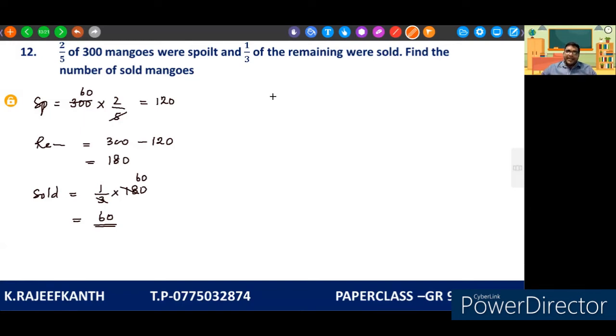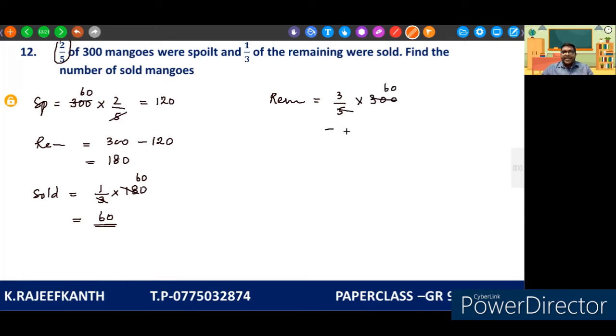Here we can directly find the number of remaining mangoes. That means good mangoes. If 2/5 of 300 mangoes were spoiled, then 3/5 of 300 are good, no? So we can find the remaining, 3/5 of 300. Here we can divide by 5, then 60.